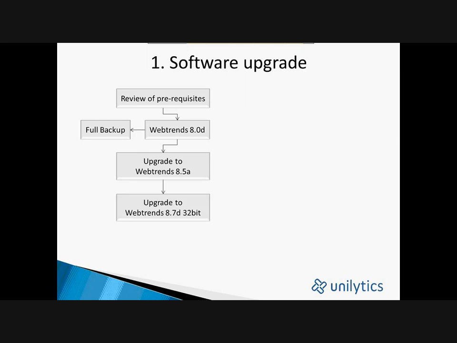We'll go from Webtrends 85A to Webtrends 87D on a 32-bit platform, which we are already. It's important to mention it because 87D is the version of Webtrends that gets installed on the 32-bit and on the 64-bit platform. We'll take the content of the upgraded 87D Webtrends and migrate it, as well as the database, to the new installation, Webtrends 87D on a 64-bit.